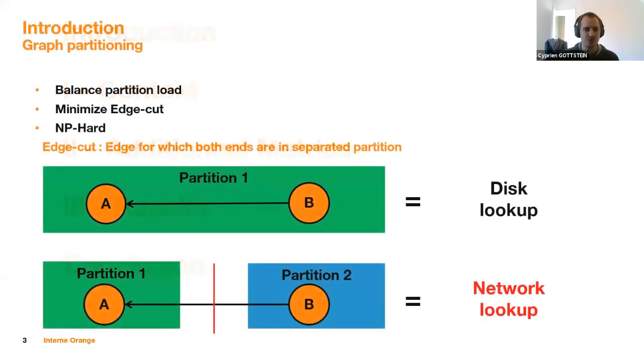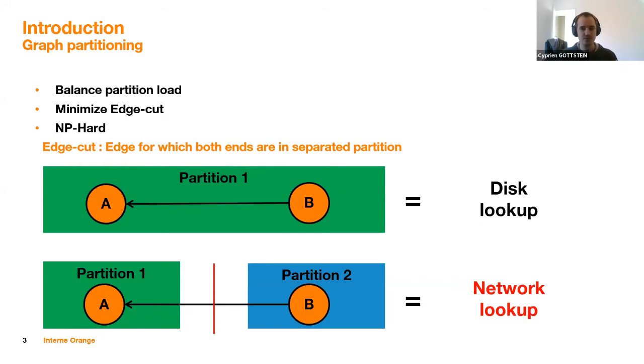So what is graph partitioning? Graph partitioning is defined as follows. You have a graph and you want to cut it into multiple blocks, pieces, or simply put, partitions. At the end, you want to have an evenly balanced partition load and you want to minimize the number of edge cuts. Edge cuts are edges for which both ends are in separated partitions.